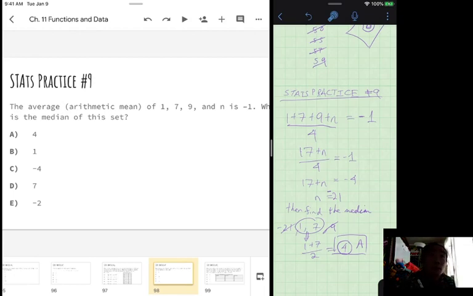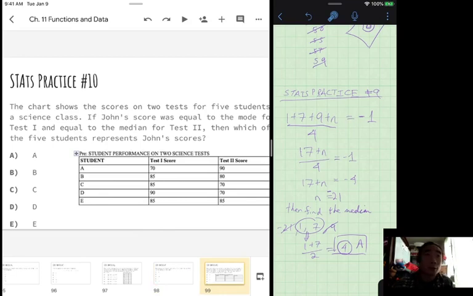So after you solve for n, remember to sort your list. In this case, when we solved for n, it was negative 21, so it begins at the very end. N is not included. So then you take the average of 1 and 7, which is 4. Last one. Your only question involving mode.